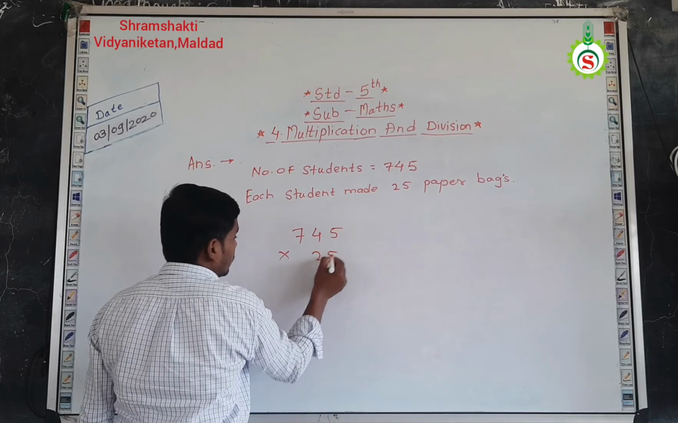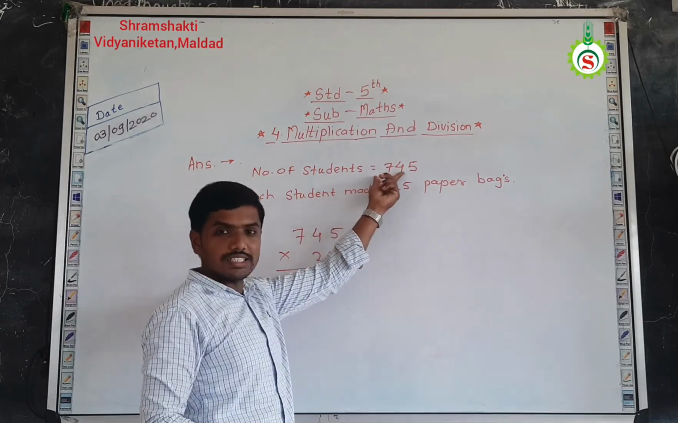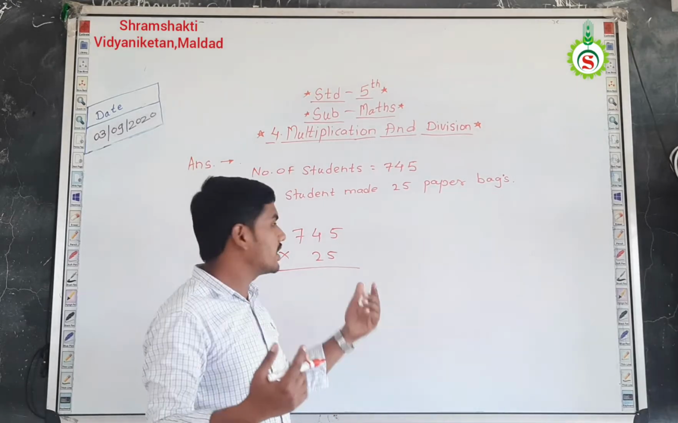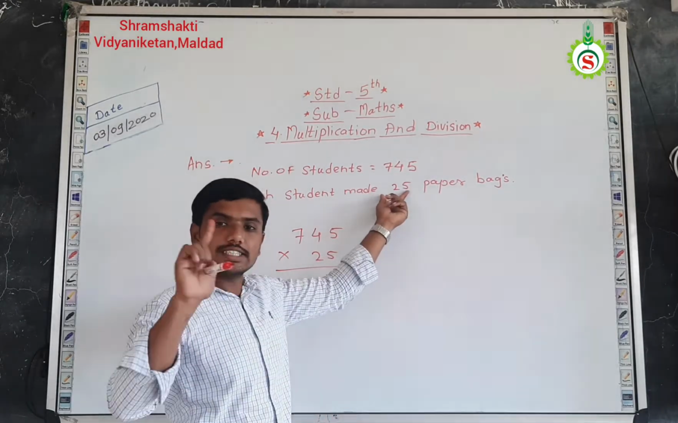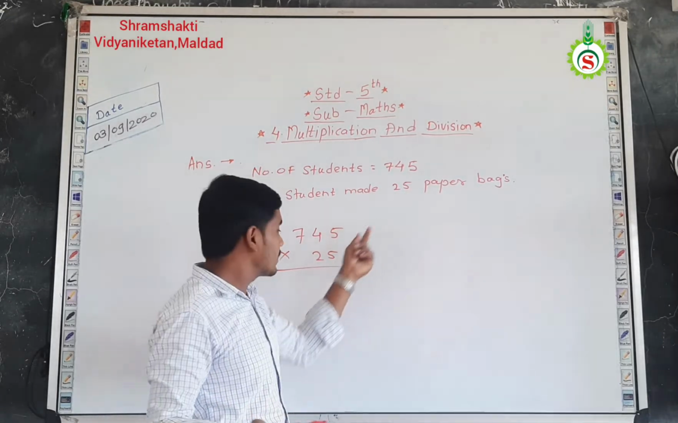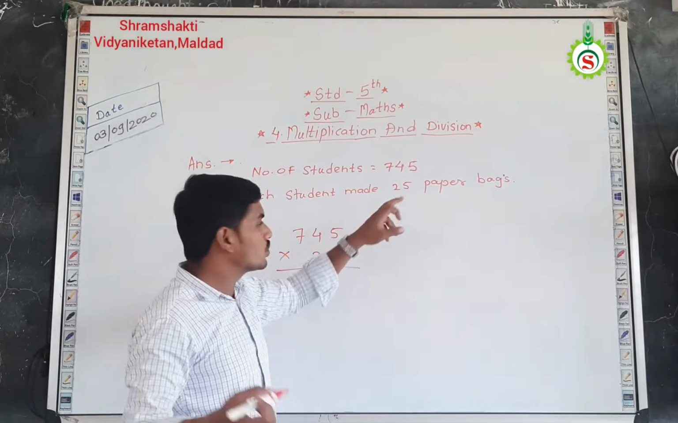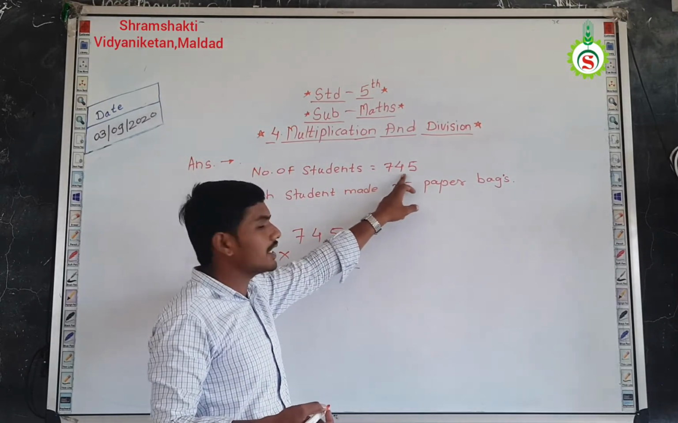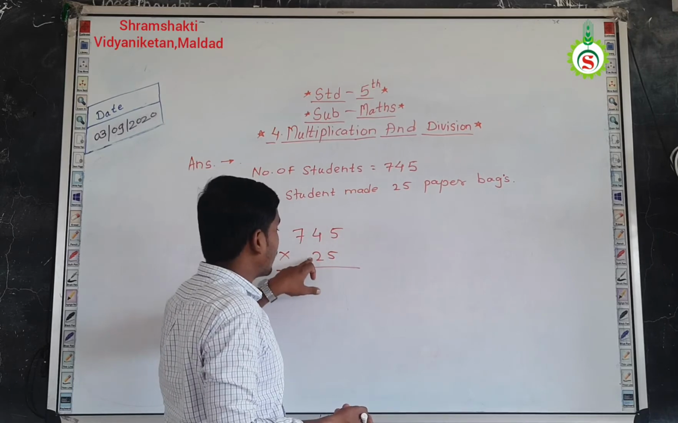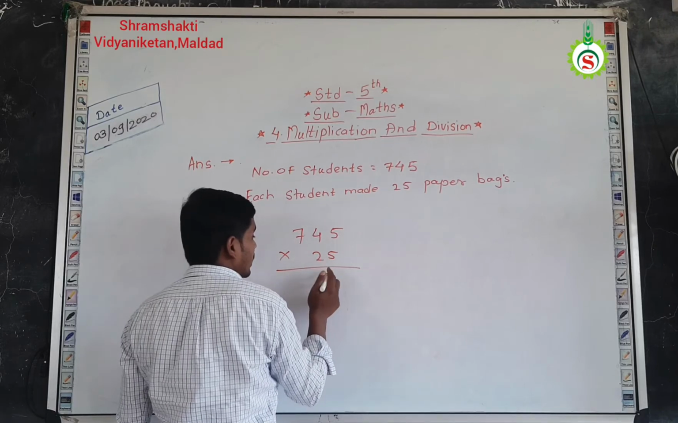And which is the smaller number? 20. So because number of students are more than 1, and all students have made the same bags, which is the bag? Which is that? 25 bags. So 25 I have taken as it. And number of students are more than 1. So how many total students? 745. So larger number, I have multiplied by smaller number. So 745 multiplied by 25.